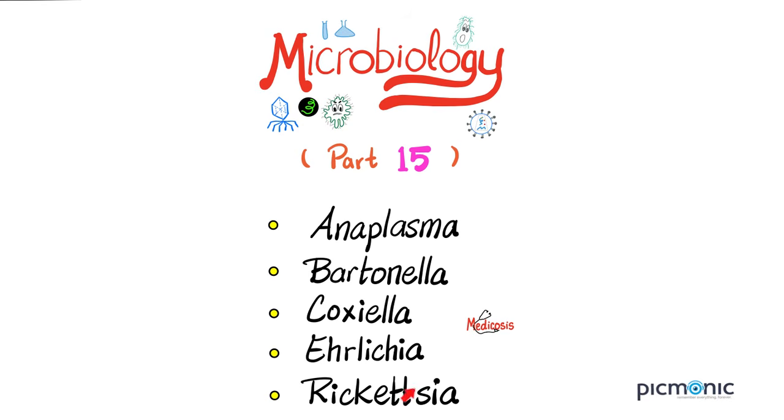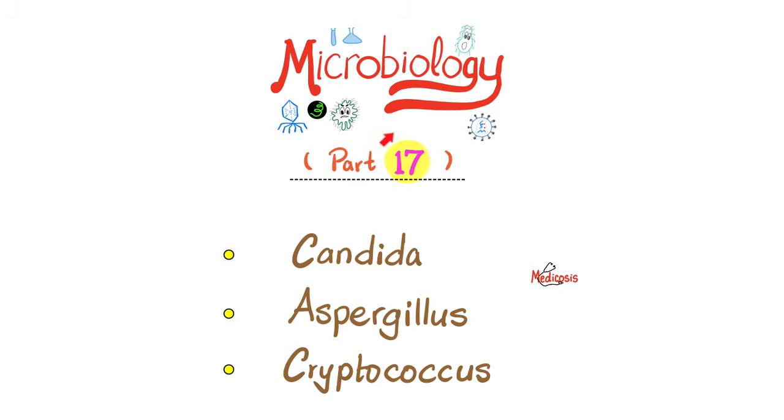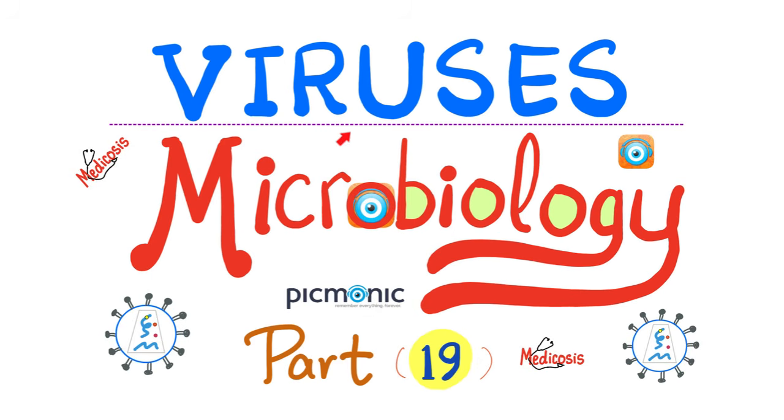In part 15, we talked about some miscellaneous gram-negatives, at least anatomically, the Anaplasma, the Bartonella, the Coxiella, the Ehrlichia, and the Rickettsia. And starting from part 16, we began to talk about fungi, such as histoplasmosis, blastomycosis, coccidioidomycosis, and paracoccidioidomycosis. These are fungal infections, systemic fungal infections to be specific. Part 17, more fungi, Candida, Aspergillus, and Cryptococcus. In the last video, we talked about Mucor, Rhizopus, PCP pneumonia, and Sporothrix schenckii. Now it's time to talk about viruses, especially DNA viruses.